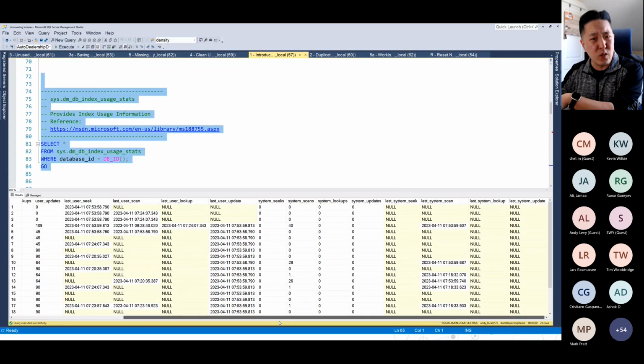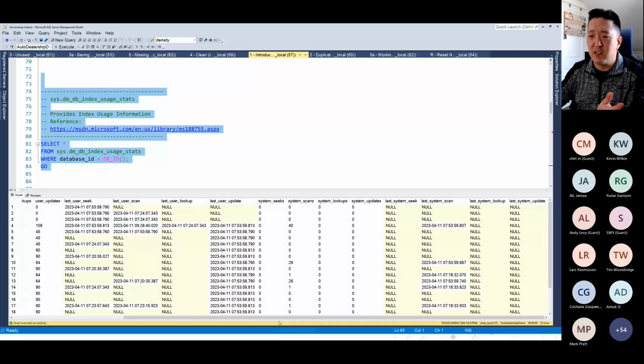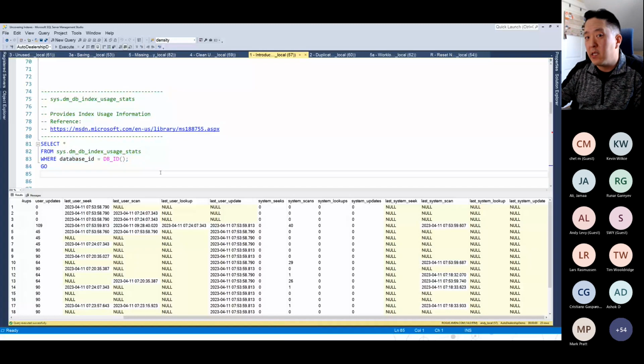A lot of the other pieces of information in this DMV, like the system seeks and scans, I don't care about. I don't find this useful because we want to know about users who are accessing our indexes. Typically, we don't care when the system does.